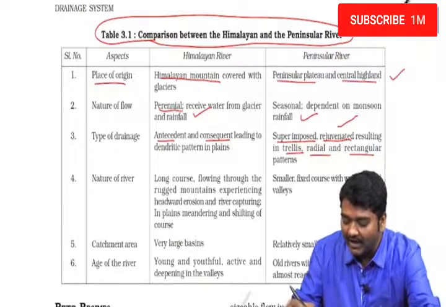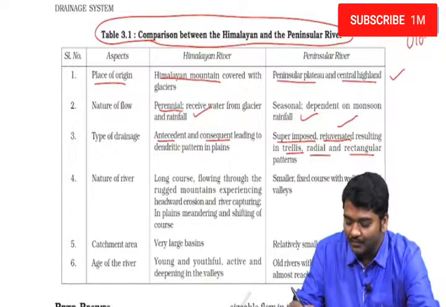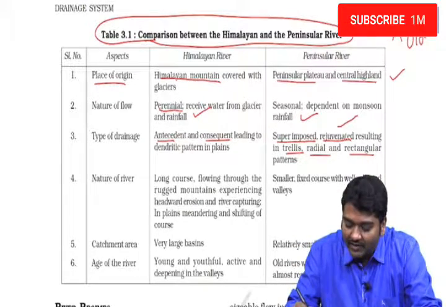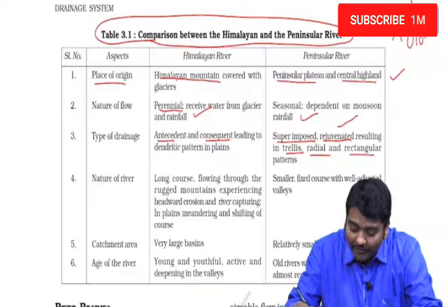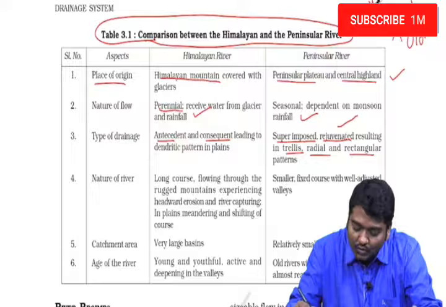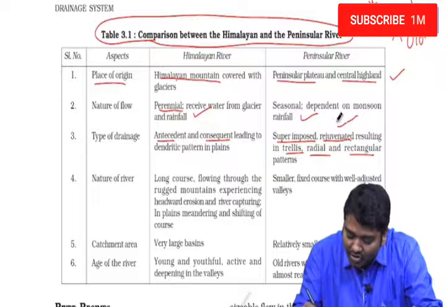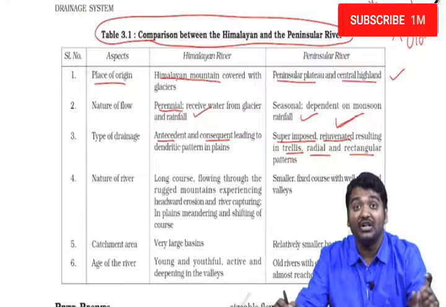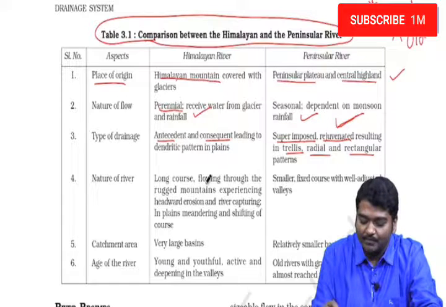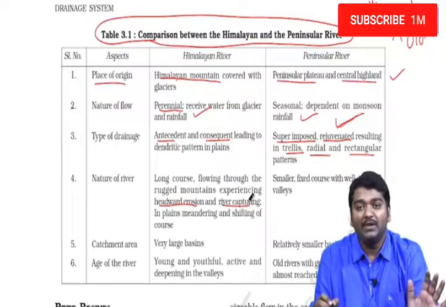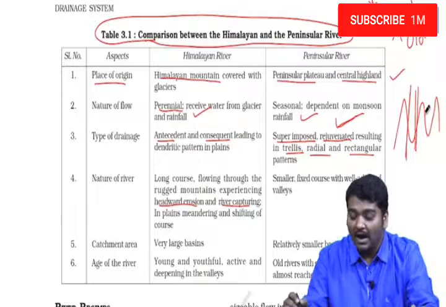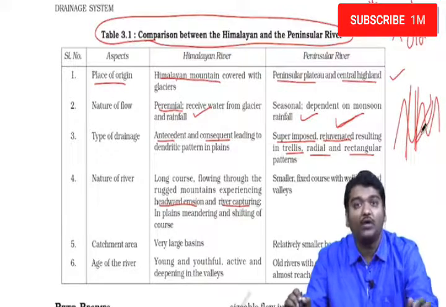So if the river had entered its old stage and then, because of some tilting or twisting, the river goes from the mature stage, or from the old stage, back into the youth stage, we call it rejuvenated, right? It is very, very important for us to look at this particular word, rejuvenated. Long course, flow through rugged mountains, experiencing headward erosion and river capturing. The meaning of this is, if the Himalayas are there, the river erodes and comes, and at the same time if any other rivers are moving, they go and catch them.